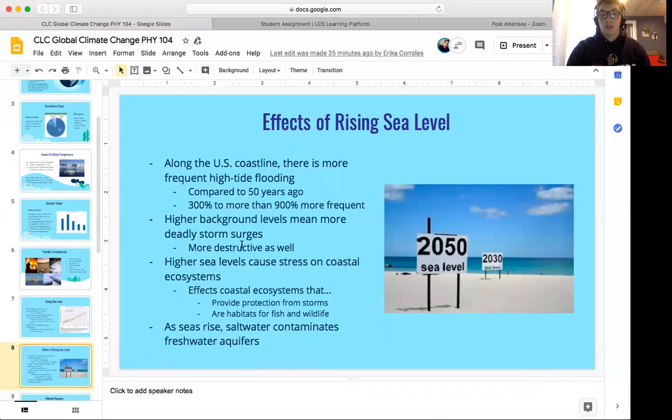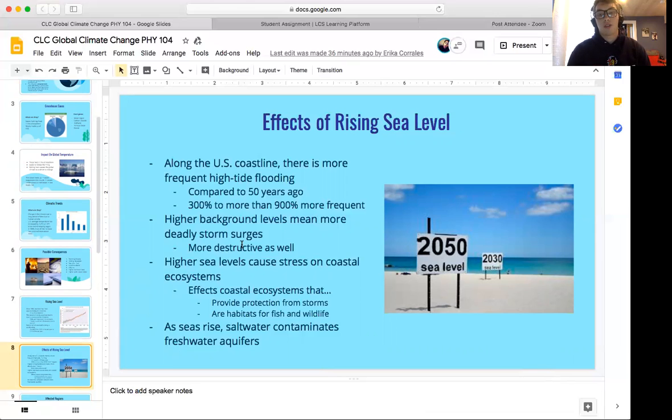And then the effects of rising sea level. So along the US coastline, there's more frequent high tide flooding. Around 50 years ago, if we were to compare it, it is around 300% to more than 900% more frequent. And then the higher background levels mean more deadly storm surges.